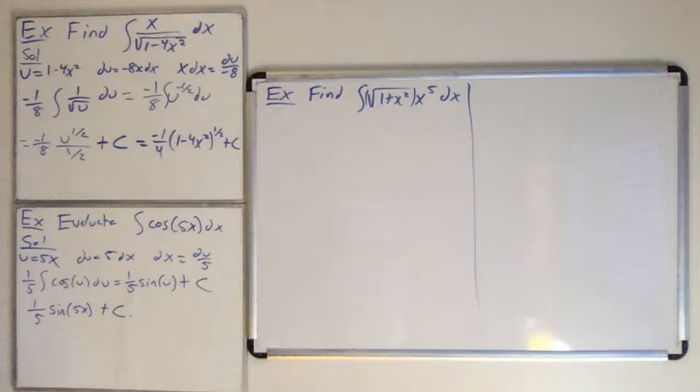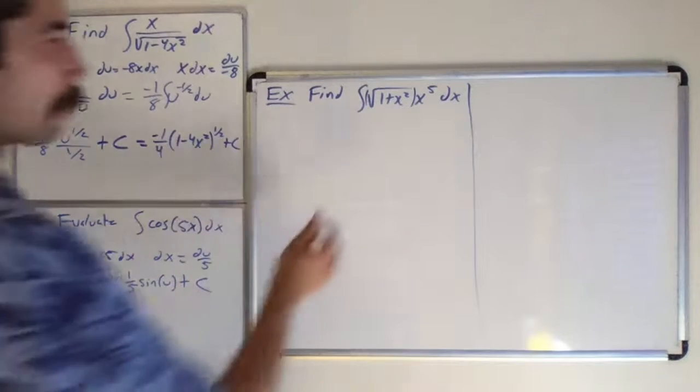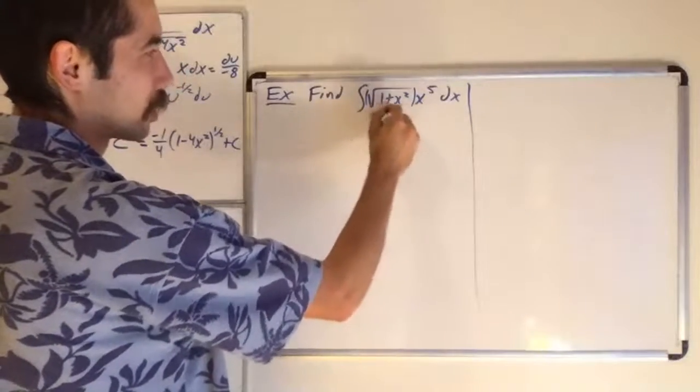What about this last one? Anybody have any luck with this last one? Banu says thumbs up. Good, good. What's a good guess to use for u here? x to the fifth. Yeah, but we don't know how to integrate the square root of 1 plus x squared yet.